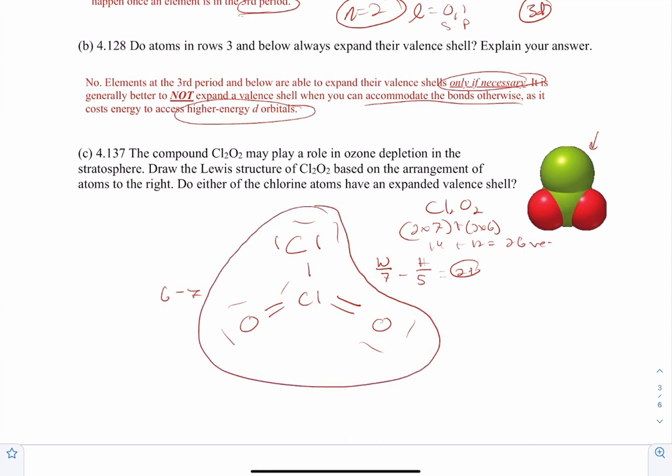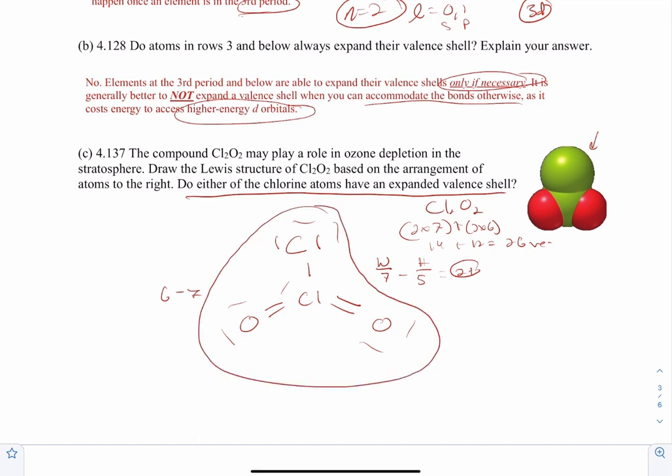So now the question is, do either chlorine atoms have an expanded shell? Well, let's look. This chlorine right here has 8 electrons, so no, it doesn't need to expand its shell. But if we look at this chlorine, it's got 2, 4, 6, 8, 10, 12 electrons in its valence shell. Okay, be careful. I'm not counting what we're assigning to it as a formal charge. I'm counting what it has in its valence. Those are two different things. Okay, and in this case, it's got more than 8, which means it does have an expanded shell.